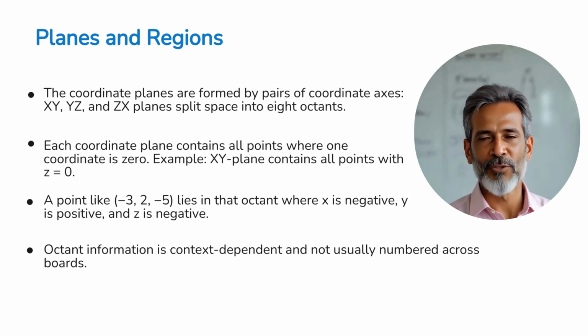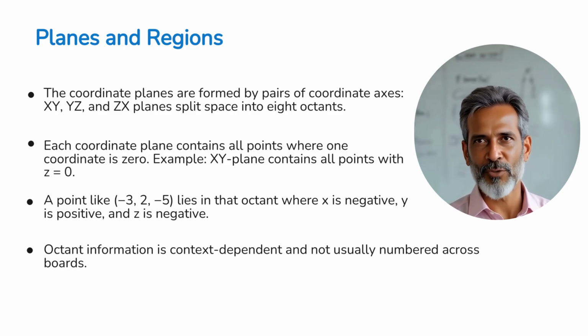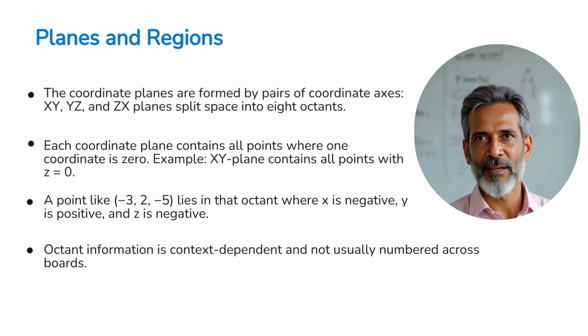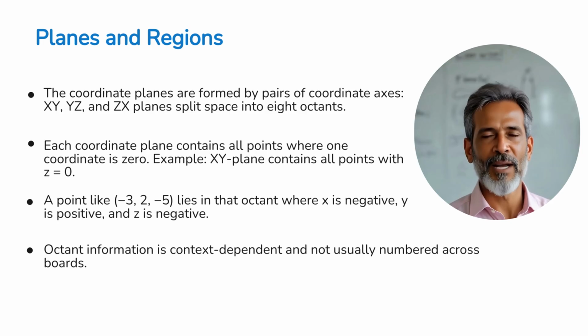Now that we know the 3 axes, let's explore how they divide space. Imagine slicing a loaf of bread with 2 cuts. That's sort of like how the coordinate planes work in 3D. These planes are formed by pairs of the coordinate axes. The xy plane combines the x and y axes, the yz plane combines y and z, and the zx plane combines z and x together.